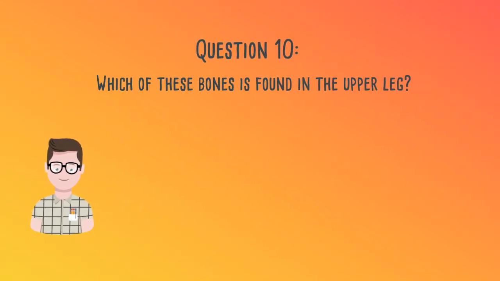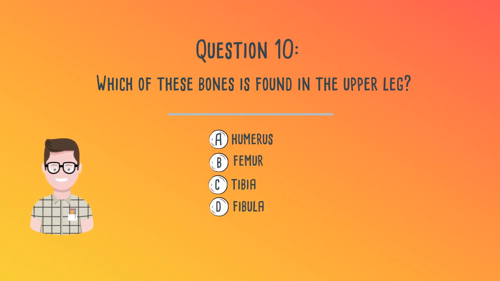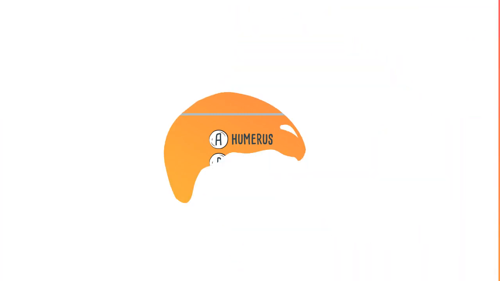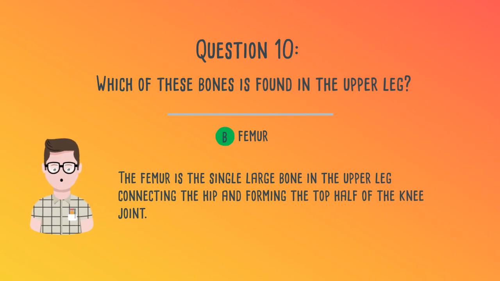Question 10. Which of these bones is found in the upper leg? A. Humerus, B. Femur, C. Tibia, or D. Fibula? The correct answer is B. The femur is the single large bone in the upper leg connecting the hip and forming the top half of the knee joint.